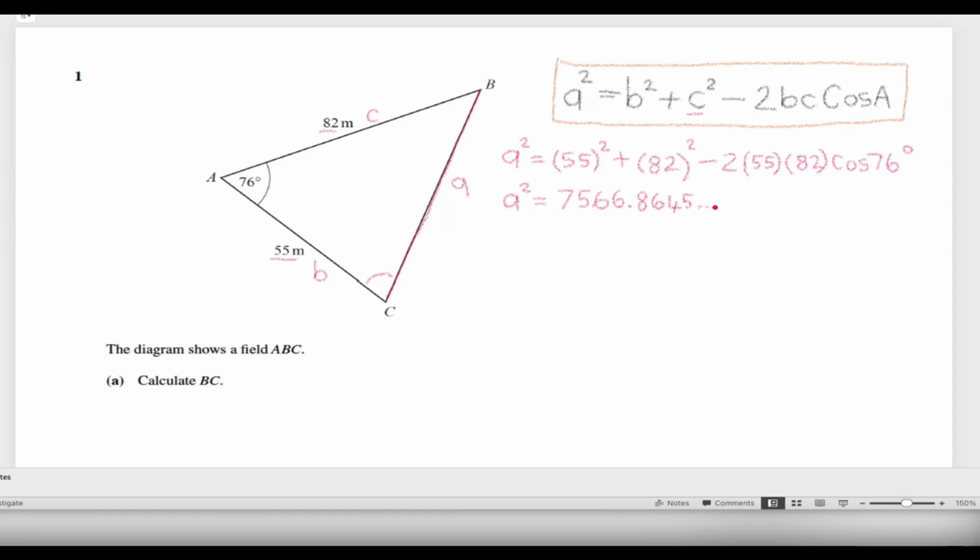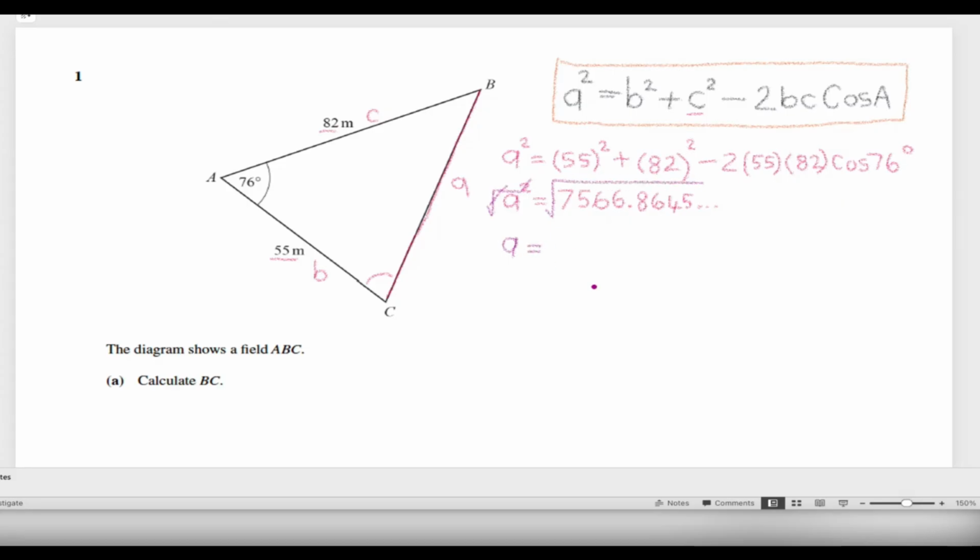But one thing that I want you to take note of is we don't want to know the value for a squared. We want to know the value for a. So we want to get rid of this exponent. So I'm going to add a square root. The square root and the square will cancel out, so I'm just left with a. Whatever I do on the one side, I have to do on the other side as well. So I'm adding a square root to this side as well.